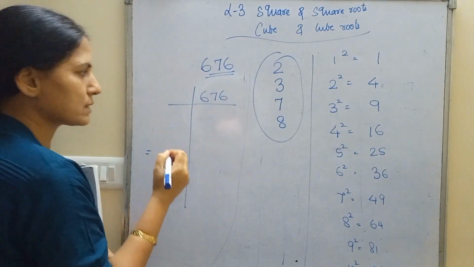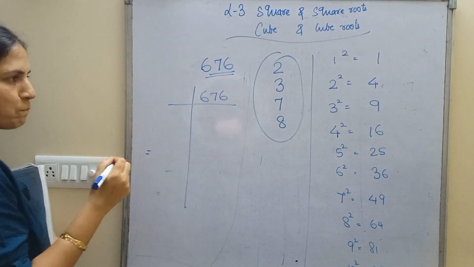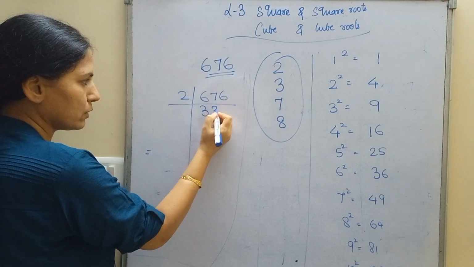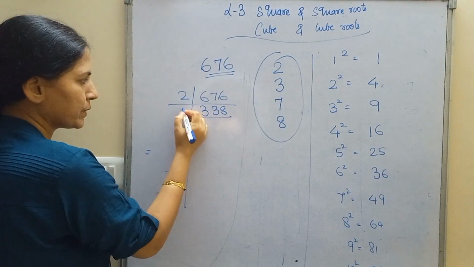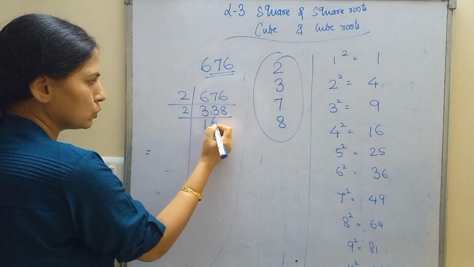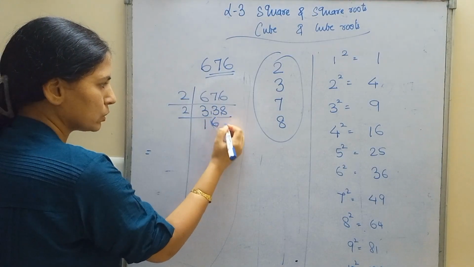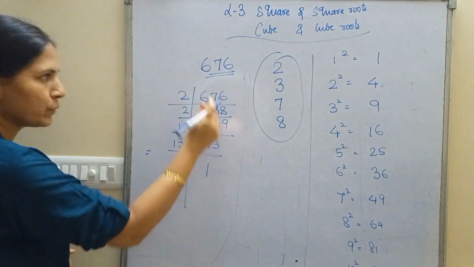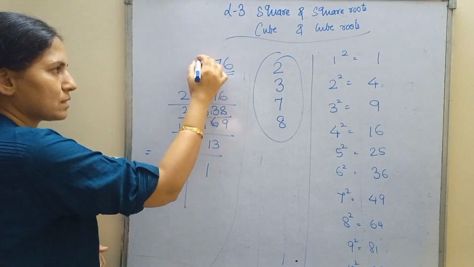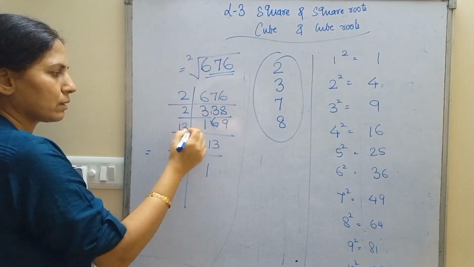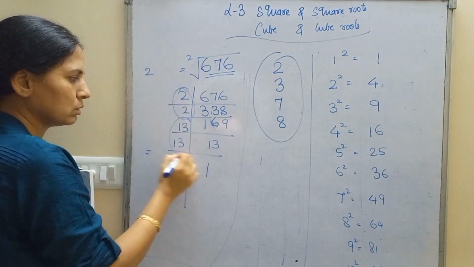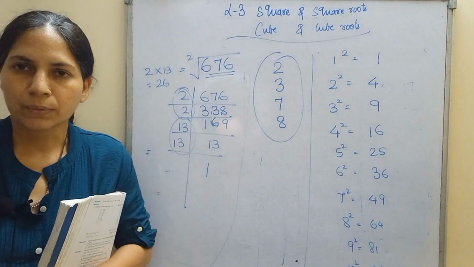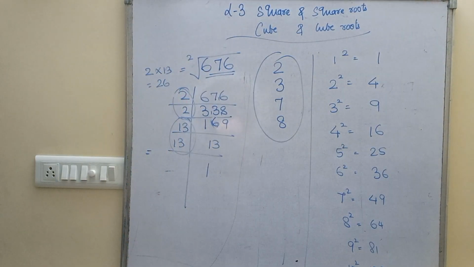So 676, I think this is divisible by 2, we'll take 2. 2 3s are 6. Yes, again 2 3s are 6 and 2 8s are 16. Again we'll take 2, 2 1s are 2, 2 6s are 12, 2 9s are 18. Yes, 13 times 13 is 169. So the square root of 676 is 2 into 13, that is 26. Are you getting my point? This is how you have to do.